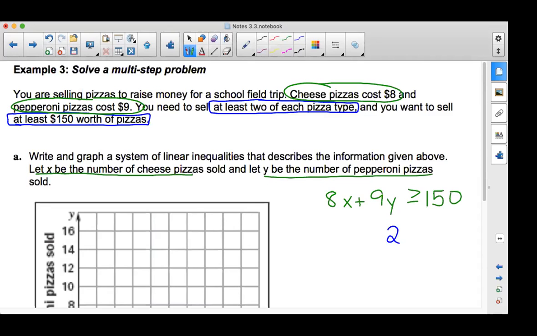Brooke? Y is greater than or equal to 2, and X is greater than or equal to 2. So of each type of pizza, that means of the cheese pizza, I need to sell at least 2. And of the pepperoni pizza, I need to sell at least 2. So not combined together, but of each individual type. So I would just write them as separate inequalities.